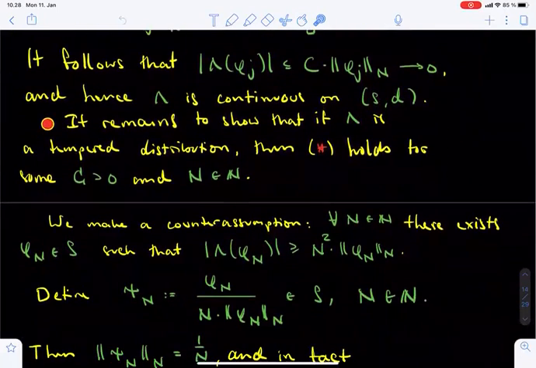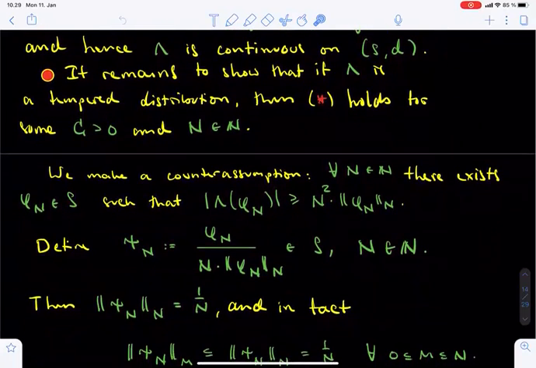To see this, we make a counter-assumption. There are no such constants c and n. This means that for every natural number n, we may find the Schwartz function phi_n violating the inequality with constants n squared and n. Namely, the absolute value of lambda at phi_n exceeds n squared times the n-norm of phi_n.